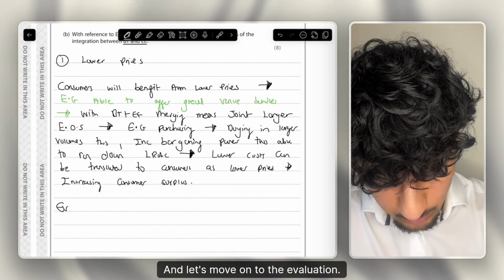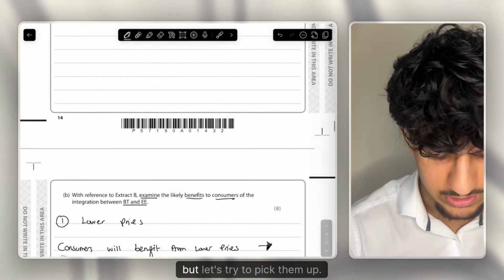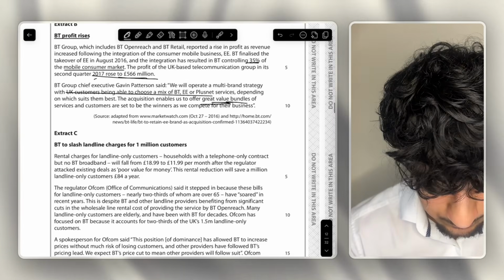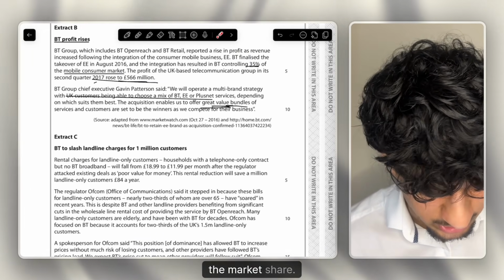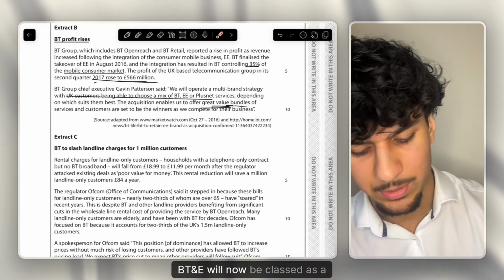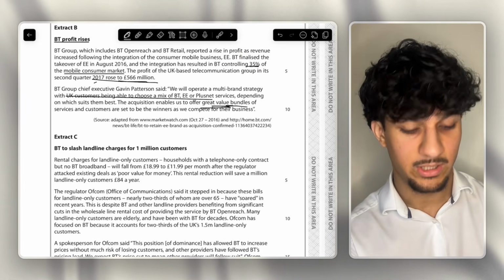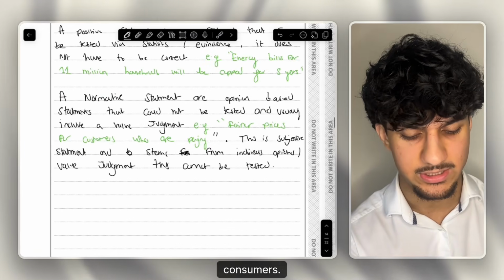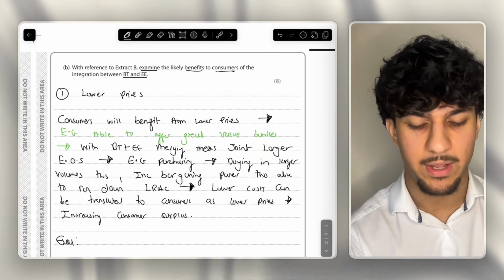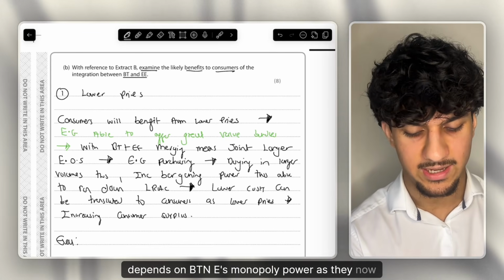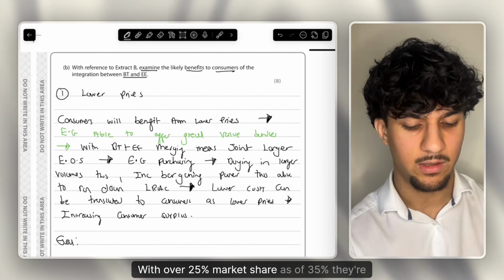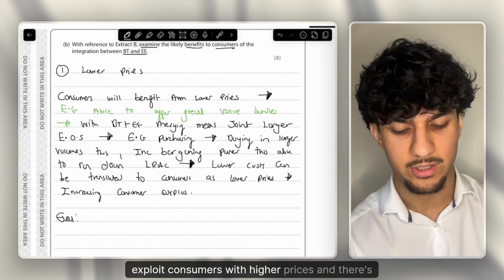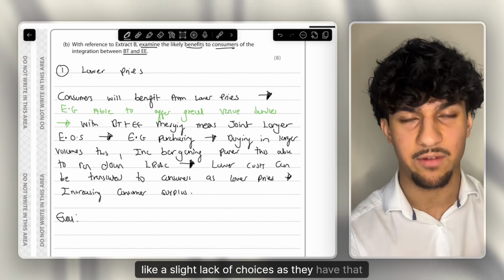And now let's move on to the evaluation. Of course, there's only 2 evaluation marks here, but let's try to pick them up. A really good one here is with regards to the market share. BT and EE will now be classed as a legal monopoly. Therefore, this means they have monopoly power, and we're talking about the benefits to consumers. You could mention, however, in evaluation, this depends on BT and EE's monopoly power, as they now, with over 25% market share, at 35%, are classed as a legal monopoly, therefore could exploit consumers with higher prices, and there's a slight lack of choice as they have that monopoly power.